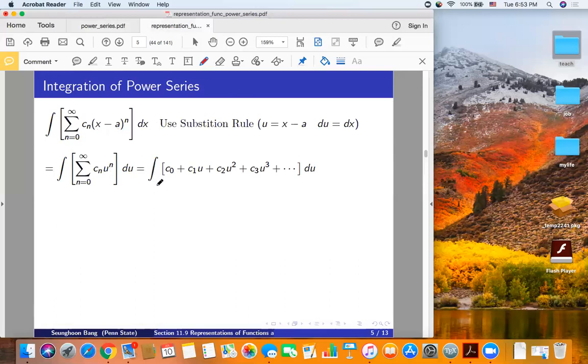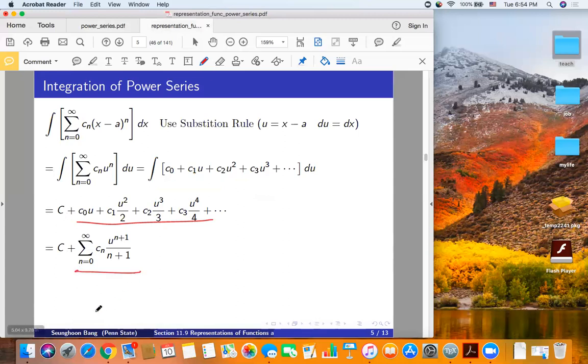You can find the entire antiderivative. Here, the integral of c0 is c0u. The integral of c1u is c1u squared over 2. The integral of c2u squared is c2u cubed over 3. The integral of c3u cubed is c3u to the 4 over 4, plus and so on. This is like an indefinite integral. We need constant C. You can change it back to summation form.